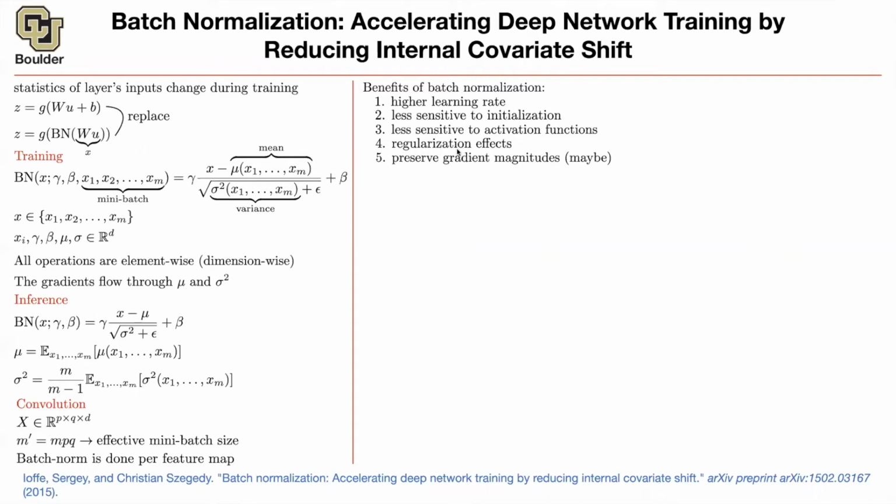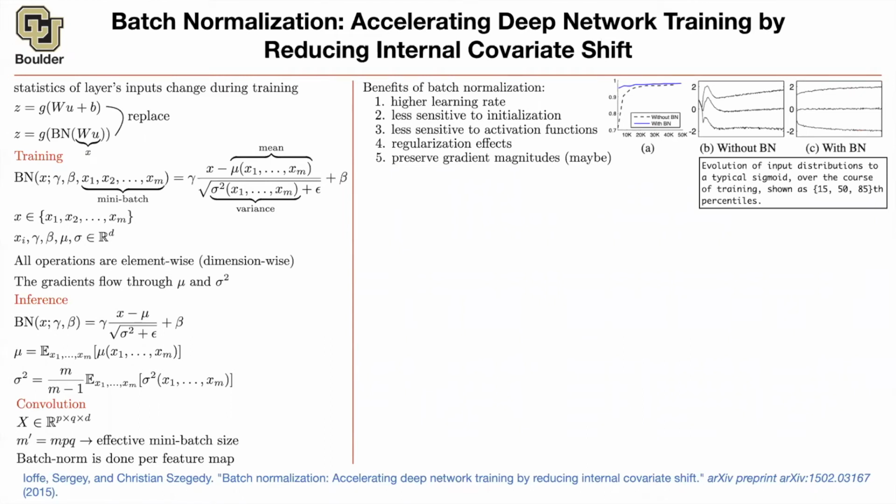It has some regularization effect. Why? Because things are random. Each time your neural network is sort of random because of different means and variances. So it has a similar effect to dropout because of the randomness you're introducing, and then it preserves gradient magnitudes. This is a maybe, so this needs further investigation. So basically, you need to be careful, write down your gradients and see what the magnitudes are. So these are the benefits of batch normalization.